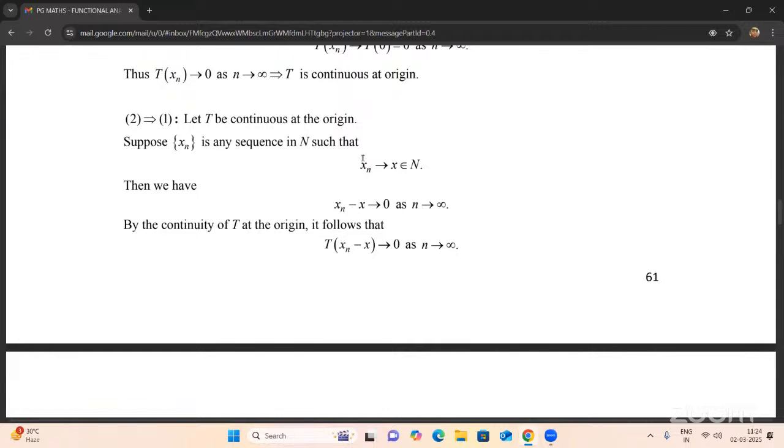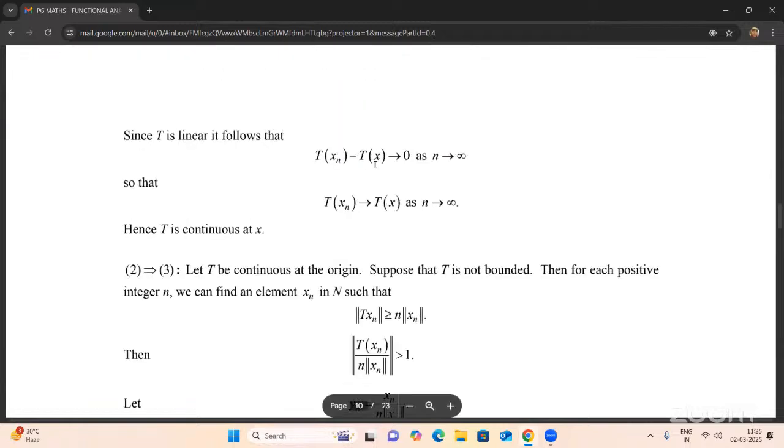According to the property, x belongs to N and minus x also belongs to N. That is the algebraic condition: the additive inverse also exists. So applying minus x on both sides, xn minus x converges to x minus x, which is 0. Now xn minus x converges to 0. Applying the transformation T, because T is continuous at the origin, T of xn minus x converges to 0. Okay. Now by linearity, T of xn minus T of x converges to 0.